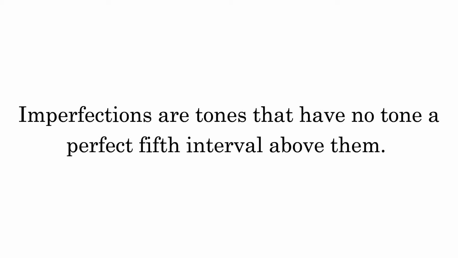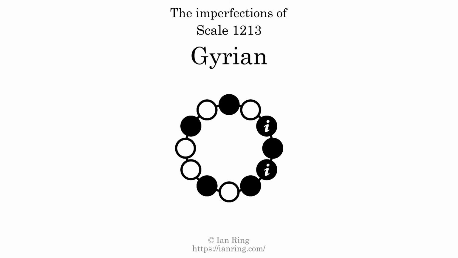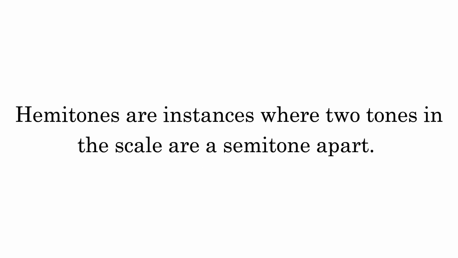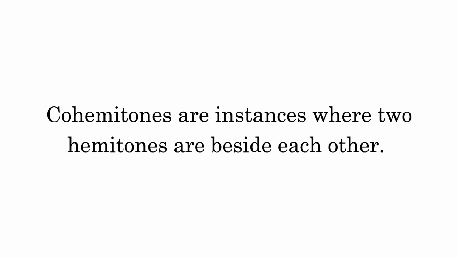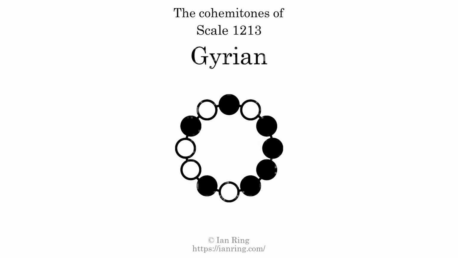Imperfections are tones that have no tone a perfect fifth interval above them. This scale has 2 imperfections. They are at positions here and here. Hemitones are instances where 2 tones in the scale are a semitone apart. This scale has 3 hemitones. They are at positions here, here, and here. Cohemitones are instances where 2 hemitones are beside each other. This scale has 2 cohemitones. They are at positions here and here.